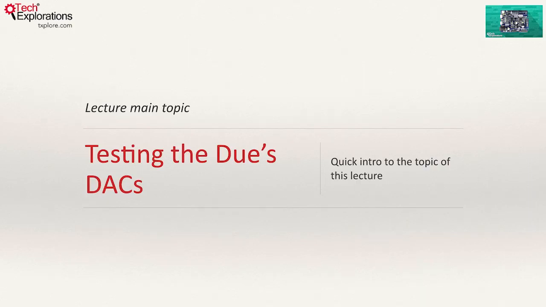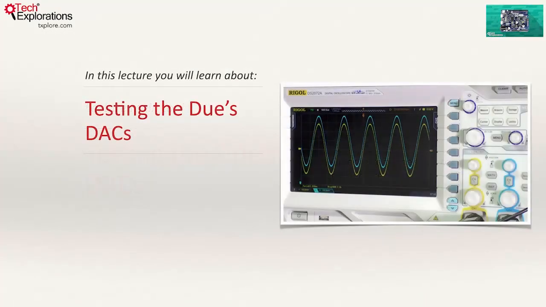The Arduino Due includes two 12-bit digital to analog converters. With these converters, you can create arbitrary analog waveforms and even stereo music. In this lecture, I will test the Due's digital to analog capabilities using my oscilloscope.